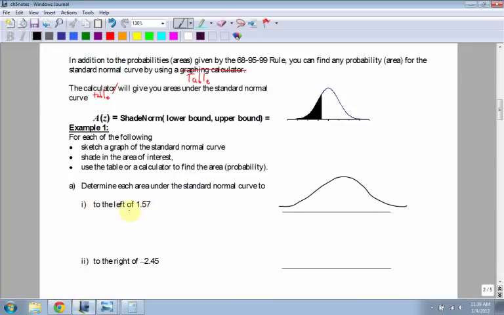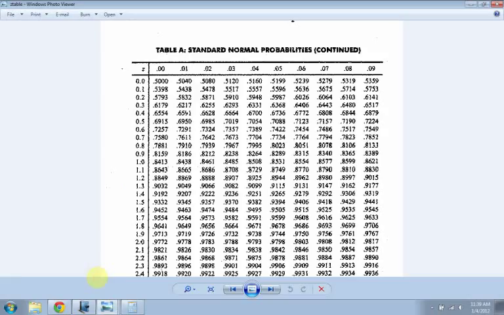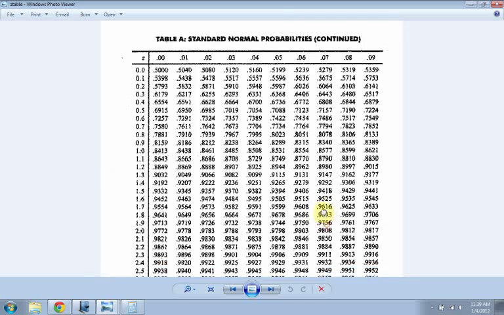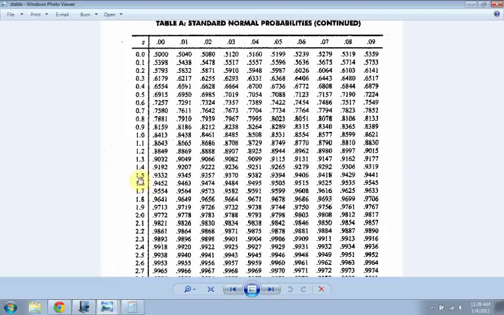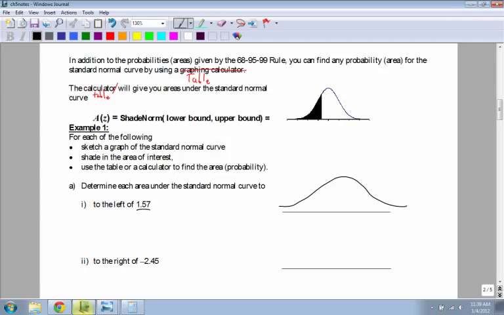So if I look at the question again, it says to the left of 1.57. That's a positive value. So that means I'm going to have to be looking at my positive Z table, and I'm going to have to look at 1.57. So here is 1.5. And then I look up at the top to get me my second decimal place, 7. So I go down where it matches up with the 1.5, and over 1, 2, 3, 4, 5, 6, 7. So 0.9418.